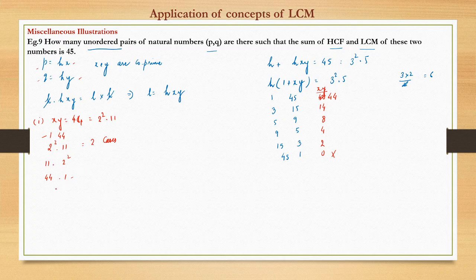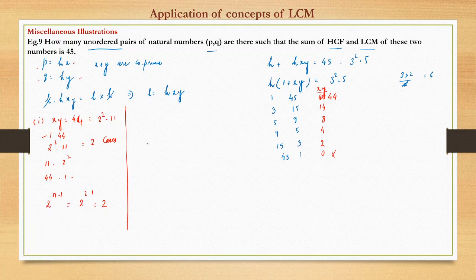So rather than going manually, we can do this 2 raised to power n minus 1, where n is the number of prime factors. Number of prime factors is what? 2 and 11. So 2 raised to power 2 minus 1 is equal to 2. So two unordered pairs that we can get. So that is the first case.